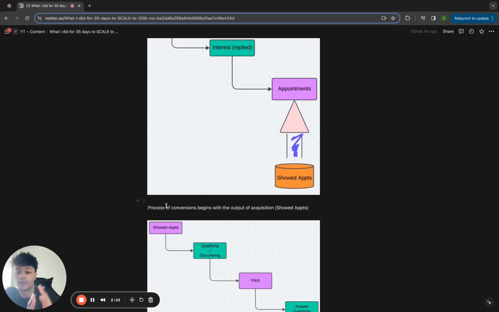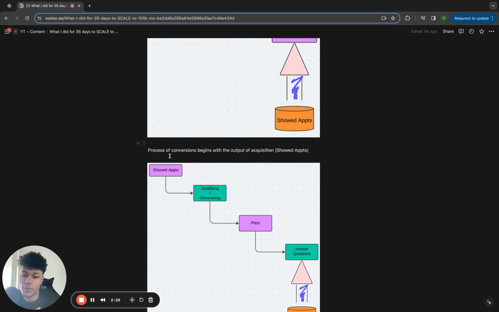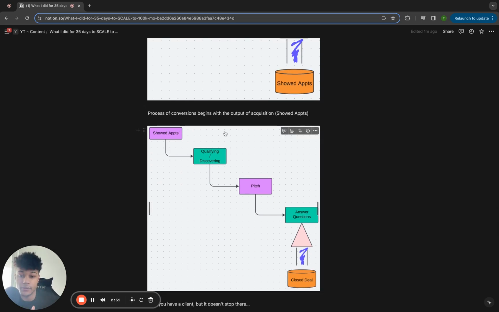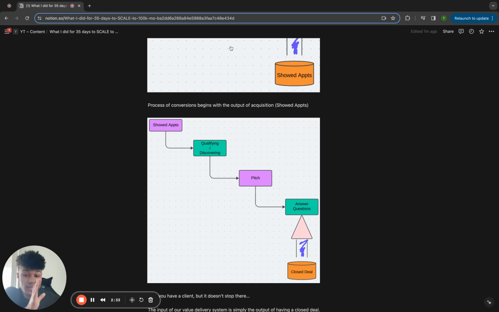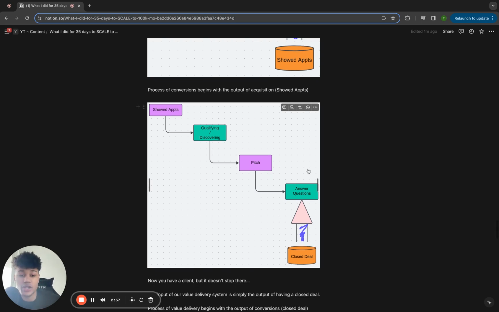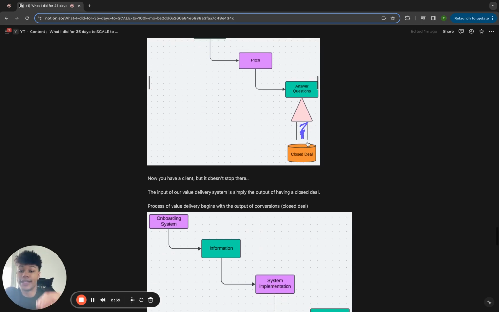The process of conversion begins with the output of acquisition. The output of acquisition, as we saw, is showed appointments. Okay. So from a showed appointment, we have qualifying and discovering. We then, after we qualify and discover the lead, we pitch them on our product, price, and solution. We then answer questions and close the deal. Now you have a client, but it doesn't stop there.